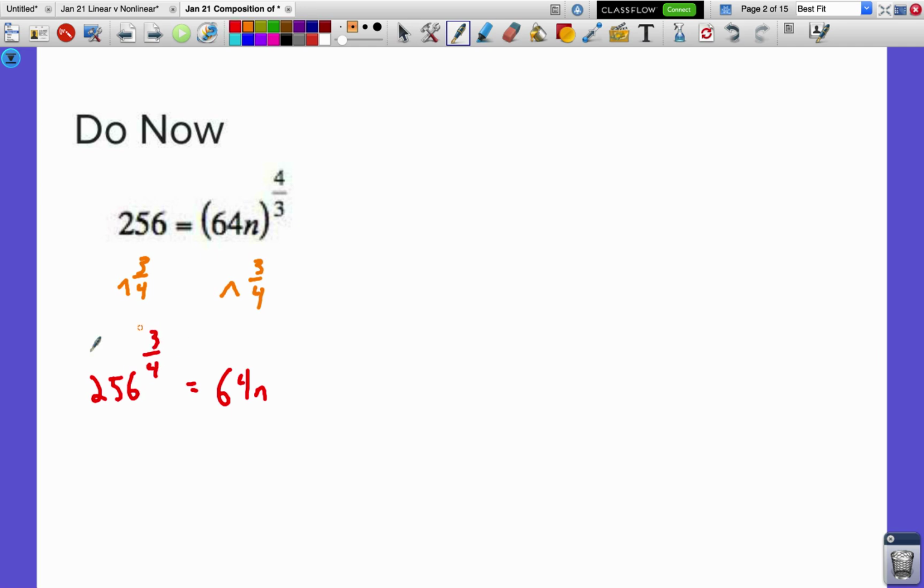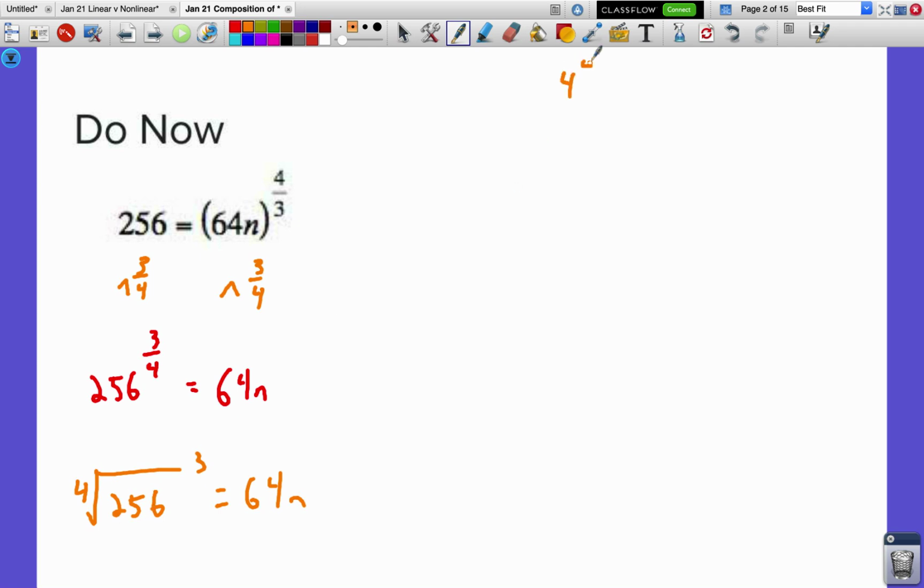All right, we could plug this into our calculator, but let's pretend like we don't have our calculator. Let's see if we can evaluate this by hand. This here would be the same as the 4th root of 256 to the 3rd equals 64n. And now, is 256 a perfect power of 4? So maybe you've got these written down, but 4 to the 4th equals 256.